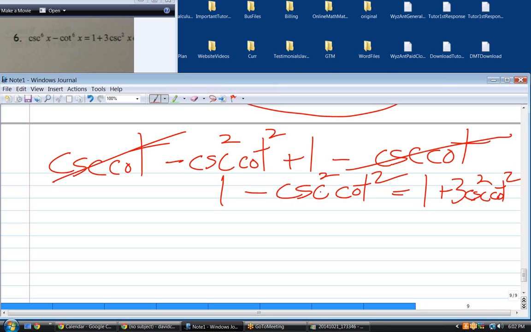Certainly isn't going to help to use the identity and put it in cotangent, because then I'm going to have a cotangent to the fourth. Wow. Well, the problem with these verifying is that if you make one math error along the way, you're never going to get to the answer, and furthermore, you don't know where you made your error.